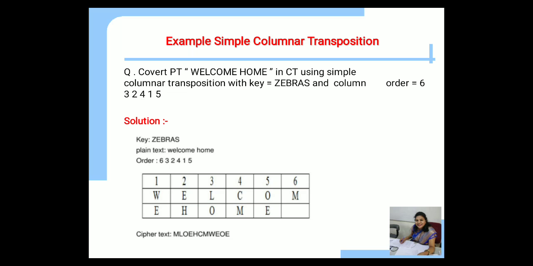So we are going to see a sum on this. Convert plaintext welcome home into ciphertext using simple columnar with the key ZEBRAS. So in simple columnar transposition, plaintext is given with the key and the column order. Here the key is ZEBRAS. There are 6 characters in the key, so we are going to draw 6 columns. See, in the solution 6 columns are written down: 1, 2, 3, 4, 5, 6. In 6 columns we are going to write the plaintext row by row.